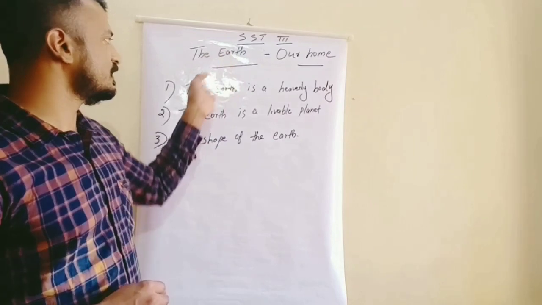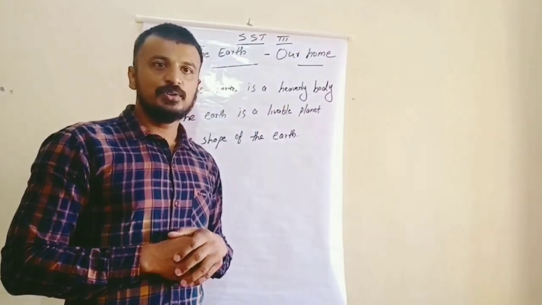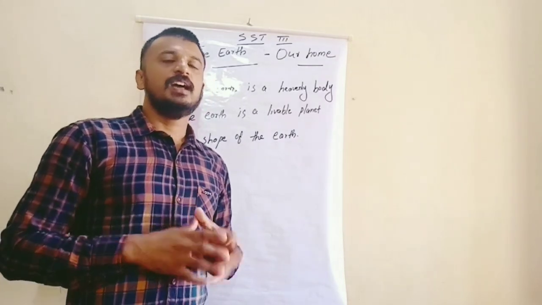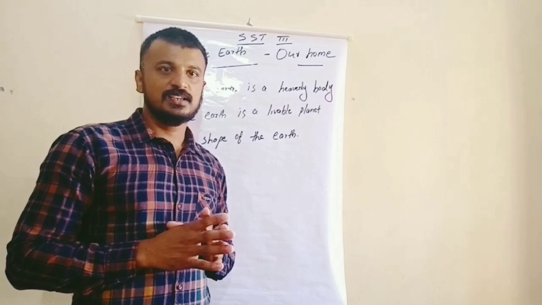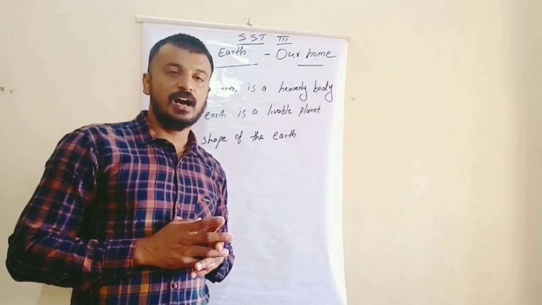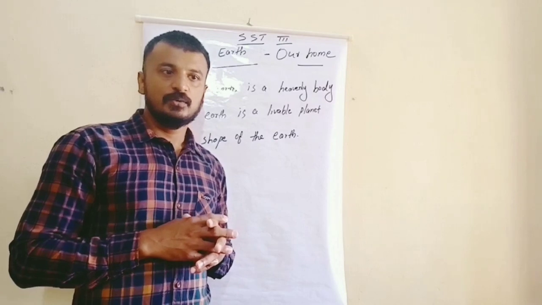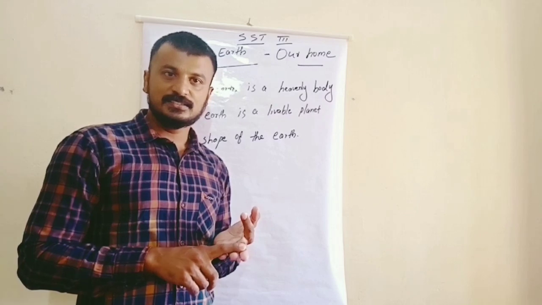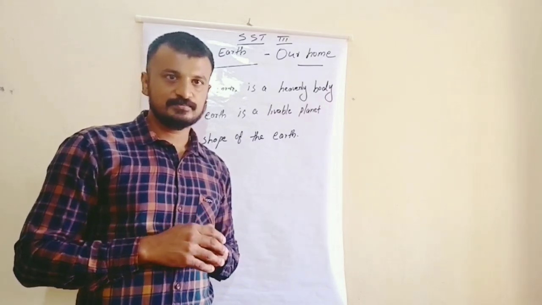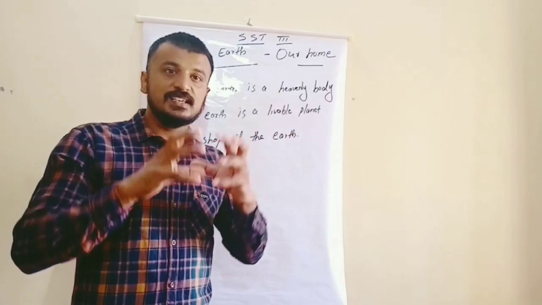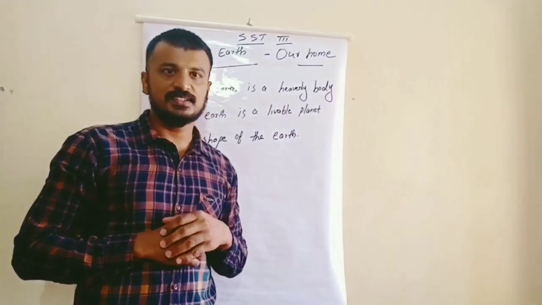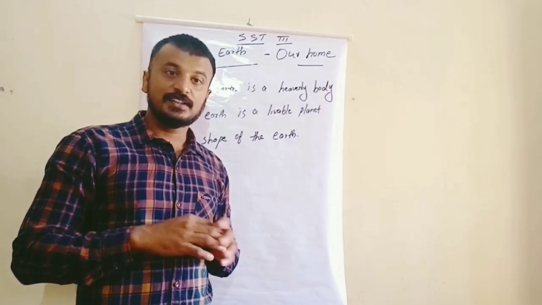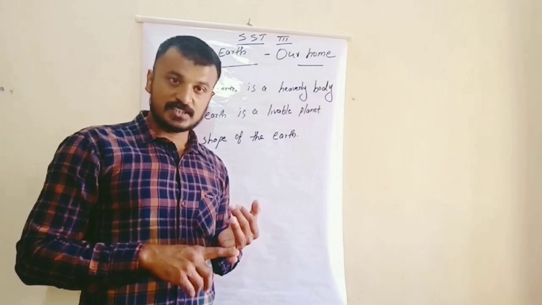And first we shall see the earth is a heavenly body. Do you know what is heavenly bodies? I will tell you. The heavenly bodies are the natural objects which are visible in the sky. What are visible in the sky? Moon, stars, sun, all these things are visible in the sky. And these all things we cannot see at a time in the sky. In the daytime we shall see sun in the sky, and the night time we shall see stars and moon.